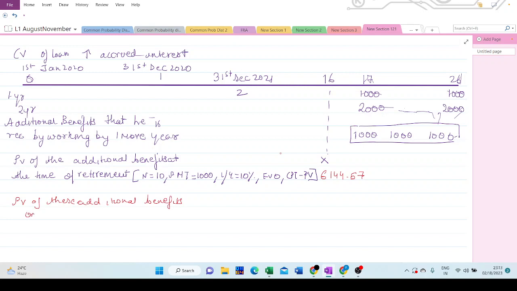on 31st December 2021 is how much? ये 6144 का we need to calculate the present value. That is, we'll have to discount it for 16 minus 2, 14 years at a discount rate of 10%. So my N equals 14, I/Y equals 10, FV equals 6144.57, and PMT is 0, CPT PV.